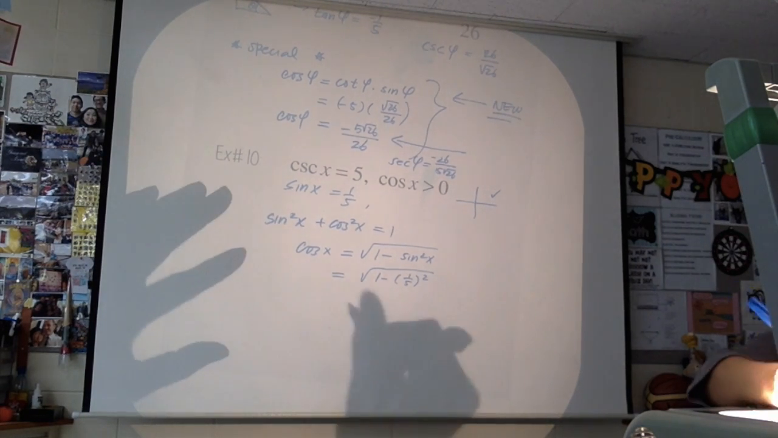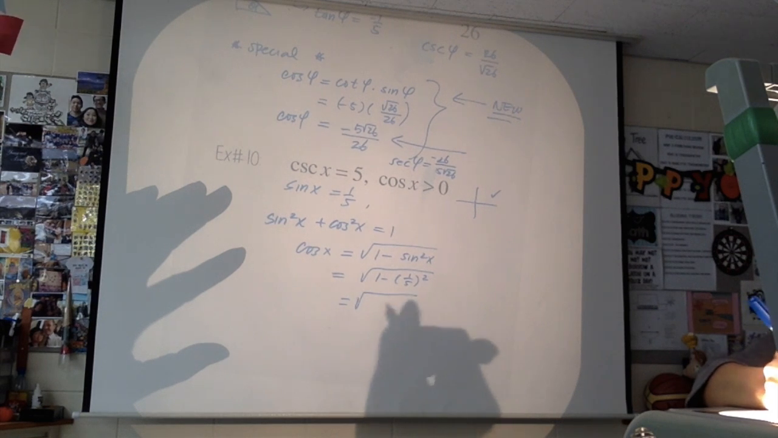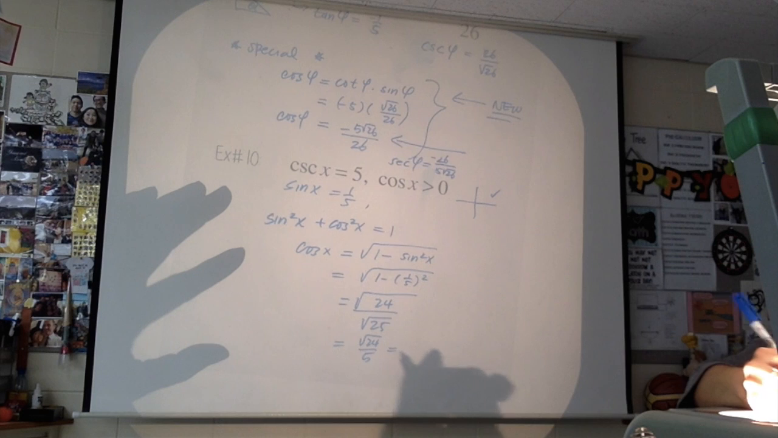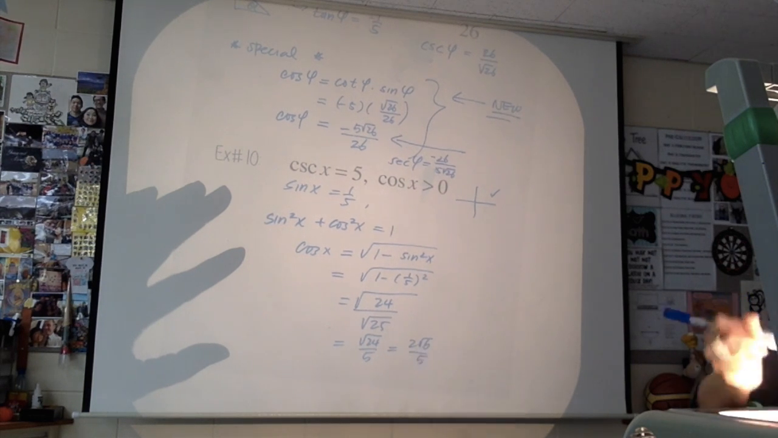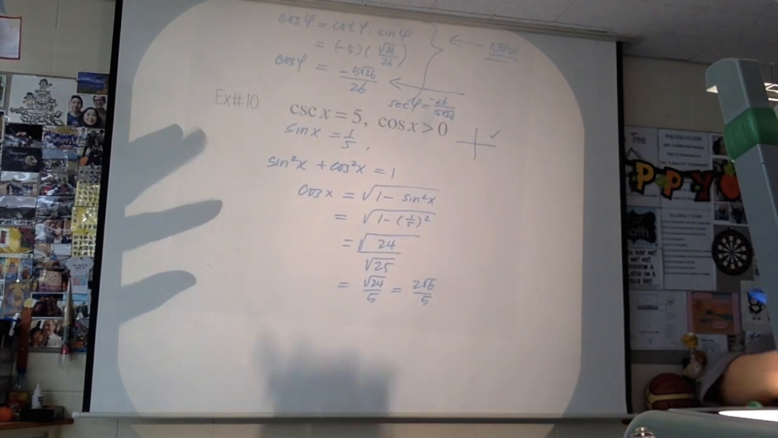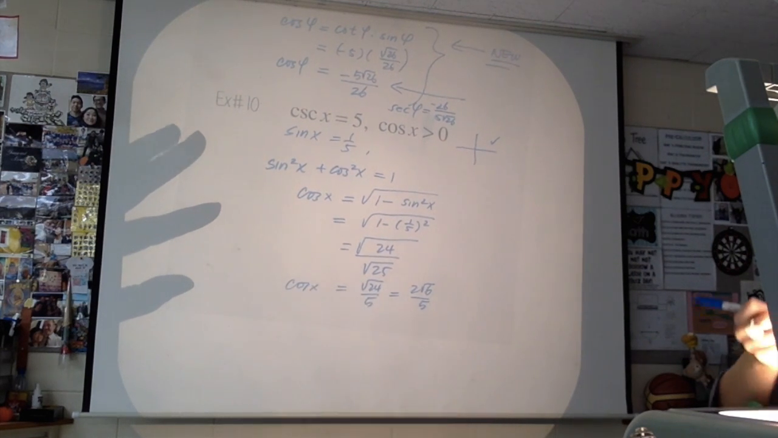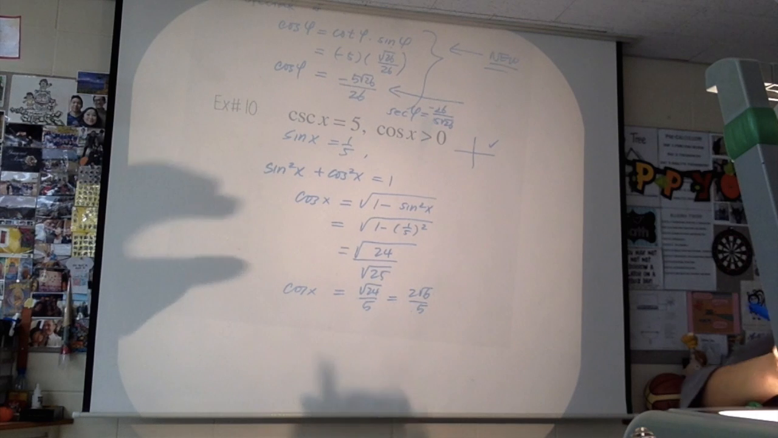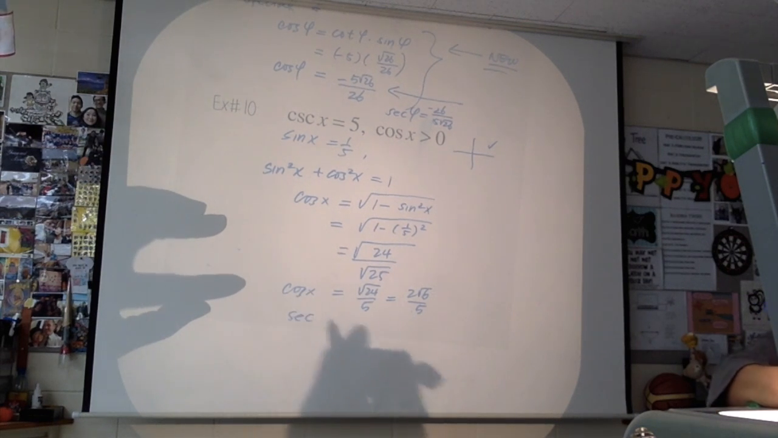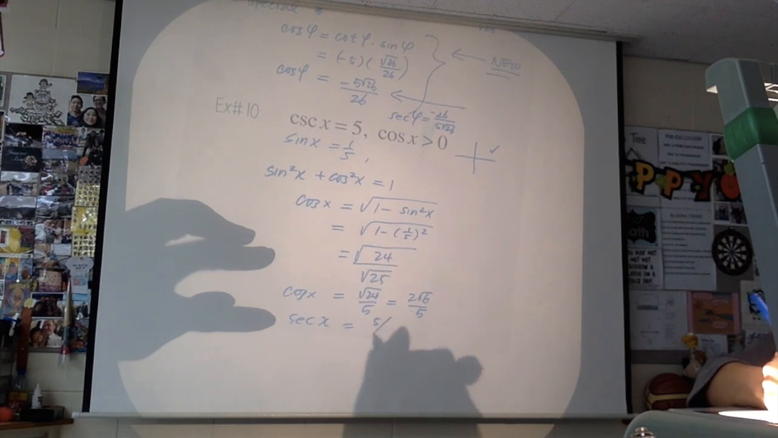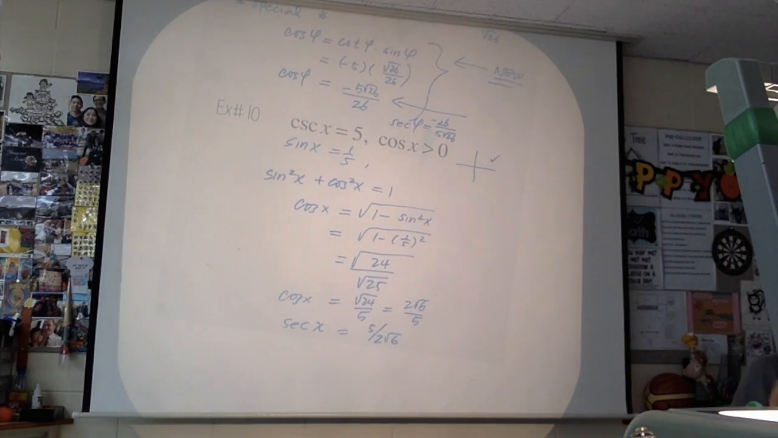So we get, I'll just write out the whole thing, root 24 over root 25, which is root 24 over 5, or if you simplify it, root 6 over 5. However you want to write it. But now you know your cosine. You know your sine, you know your cosine now, and you know your secant x, which is 5 over 2 root 6. Remember, you don't have to simplify anymore.